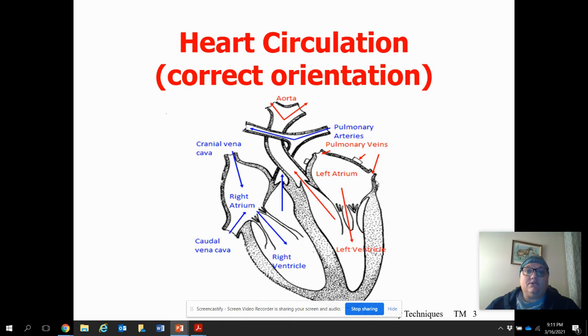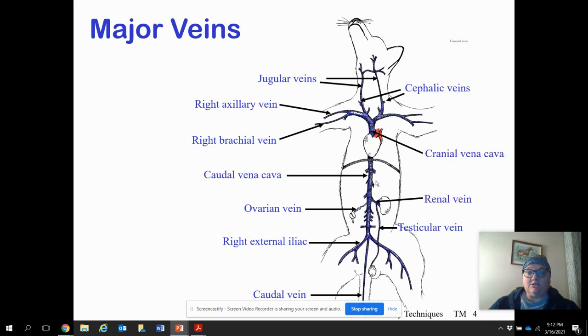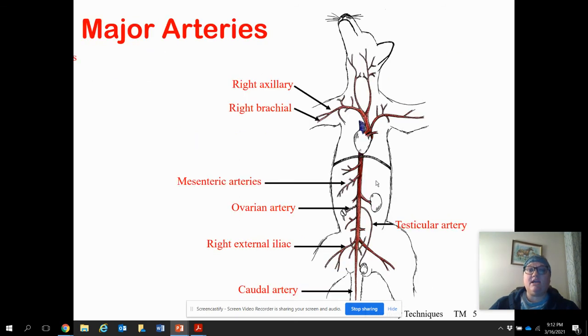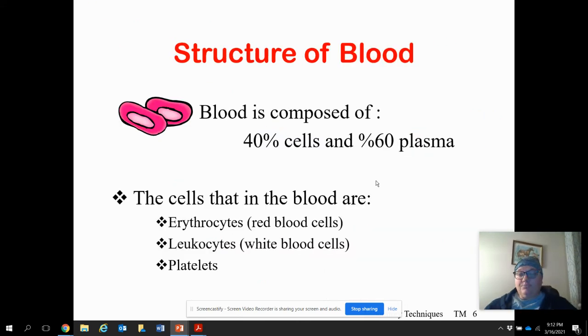All right, let's move on. We've talked about the blood flow through the heart. We talked about the veins and the differences there. We've talked about the arteries, the common ones, and the differences there. Let's talk a little bit about the structure of the blood. Blood is composed of 40% cells and 60% plasma. The plasma is the water portion, the liquid portion of the blood.